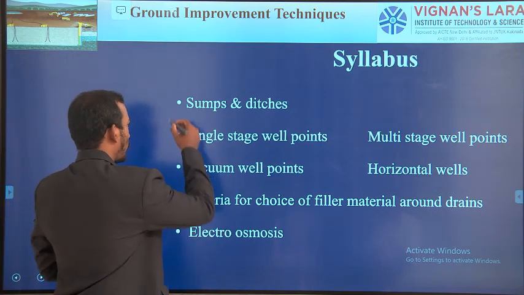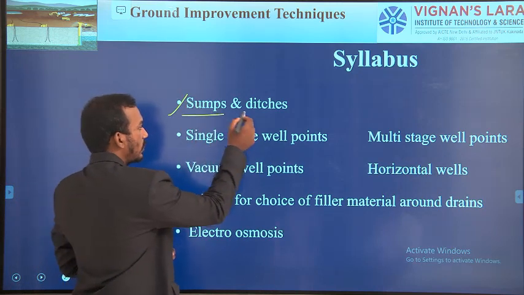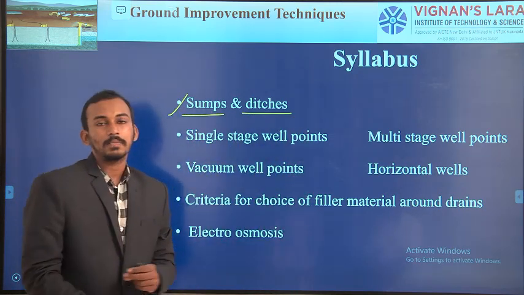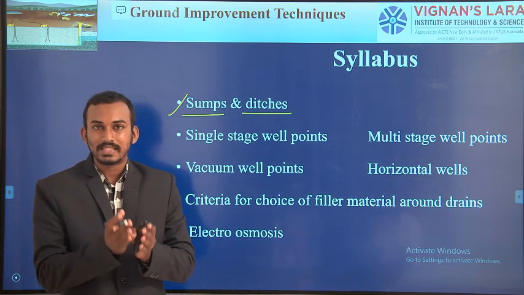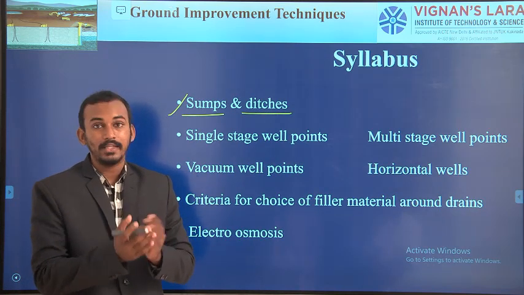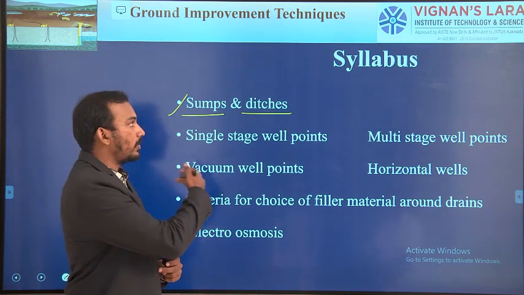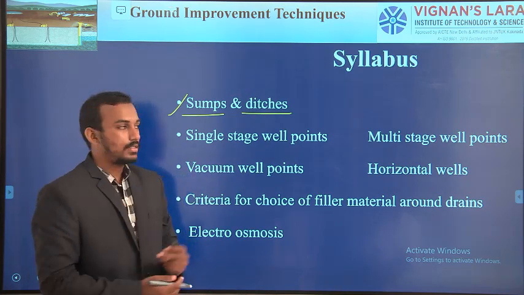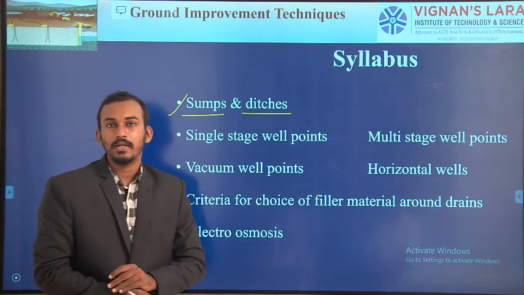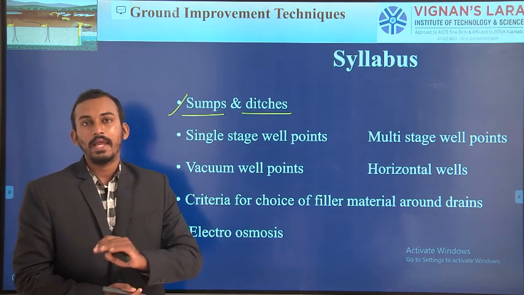So let's come to the first one. The first one is sumps and ditches. Sumps and ditches means we are going to excavate an open ditch. From that we are going to lay some pumps, through which we are going to remove all the water. It's a very simple method and can be used only up to a depth of 8 meters.